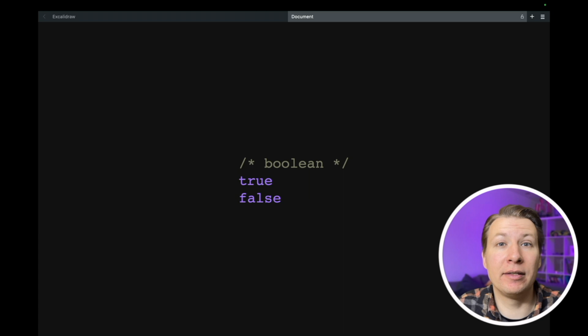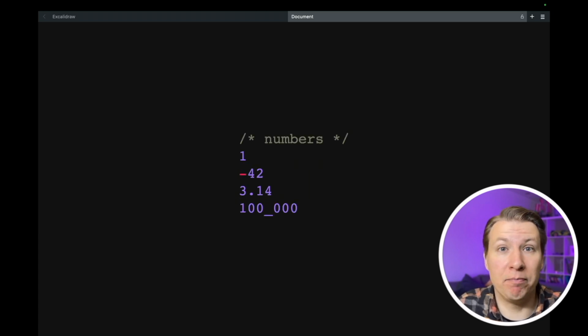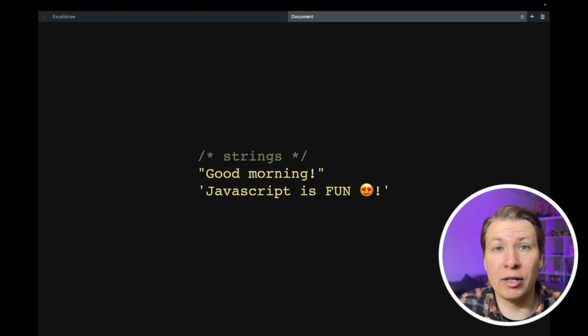Booleans. Boolean has 2 values: true or false. Numbers could be positive numbers, negative numbers, whole numbers, and decimal numbers. Strings are a set of characters wrapped with a quotation mark or with a double quotation mark. Those characters could be letters, numbers, and even emojis.